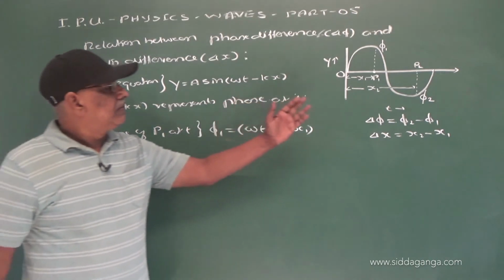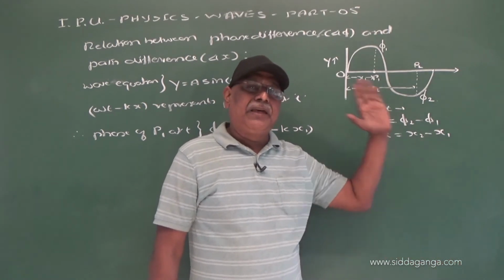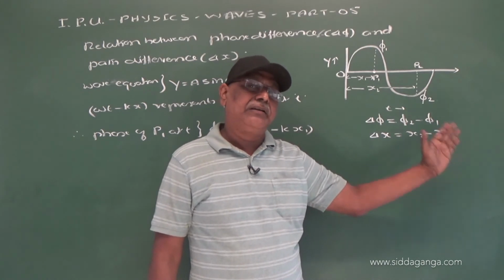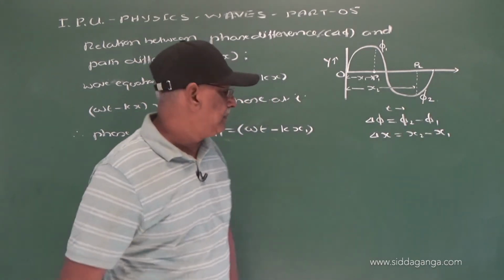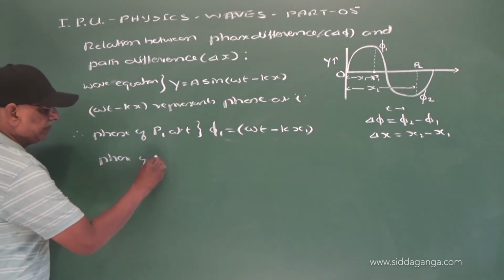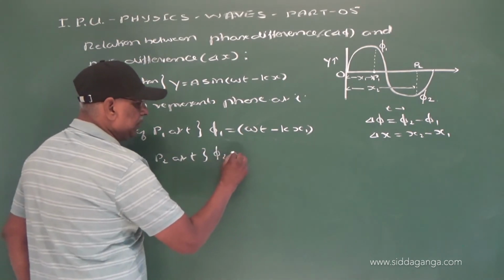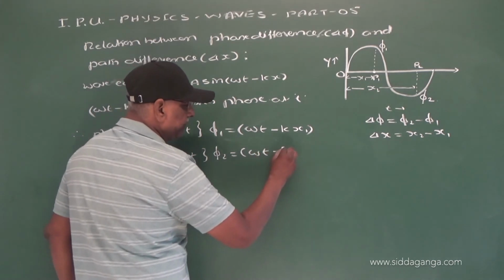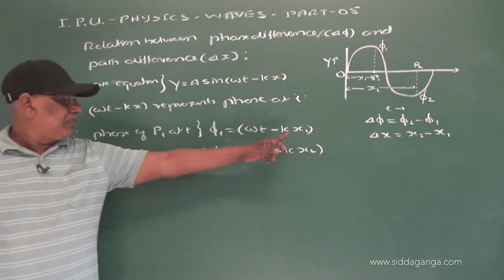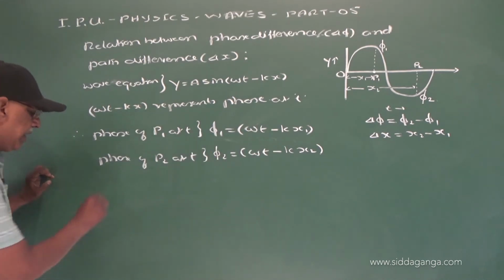because P1 and P2 vibrate with the same amplitude and the same period, and lambda is constant, that is, k the propagation constant is the same. Now, the phase of P2 at time t, phi 2, is equal to omega t minus k x2. As the position changes, the phase changes.